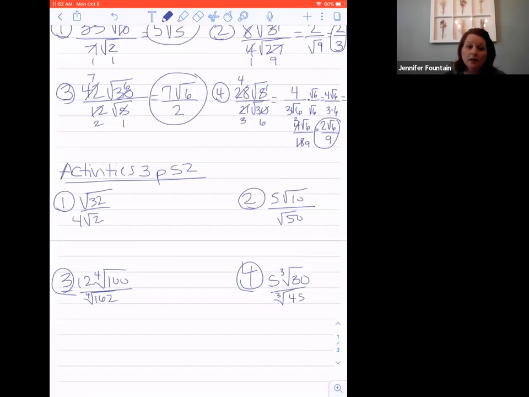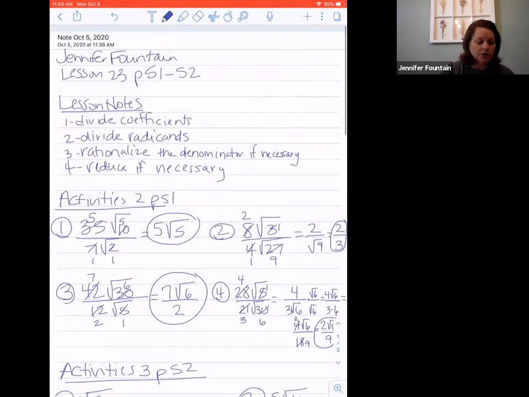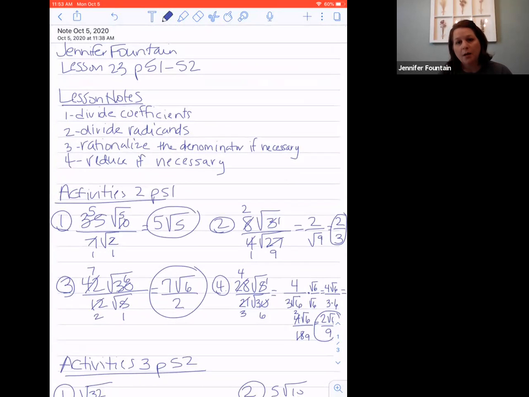Okay, so again, when I look at these, I go, ooh, number 3 looks really different from what I've been working. These are some really big numbers. I'm kind of freaked out and intimidated and I don't know what to do. Do I start by finding prime factors? What am I going to do? Well, guess what? Look at your lesson notes and it tells you right there at the top.